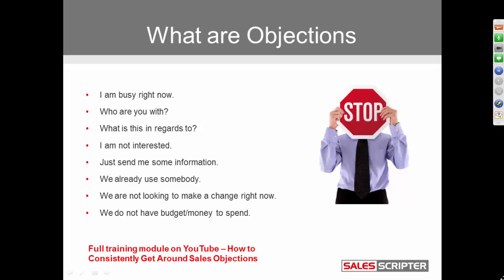An objection that I get for SalesScripter is we don't like using scripts, and we believe that scripted salespeople aren't good. That's a unique objection to me that you'll never face, but we both get the objection of we don't have any budget to spend right now. But where I'm going with this is that there's only around 10 objections that are going to consistently come up. So why not have a response for those objections prepared?